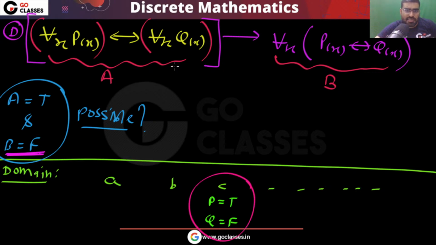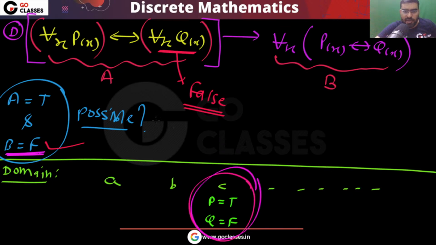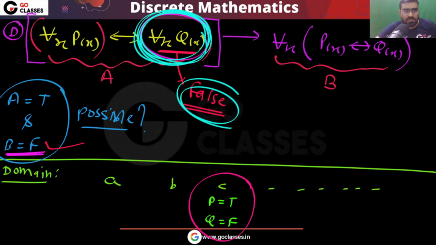Now you can easily see that B is false. This B we have created false. This is also false because for some element this Q is false. So you can easily see that for all x qx, this will be false, because for element C, Q is false. So definitely for all x qx, this also will be false.